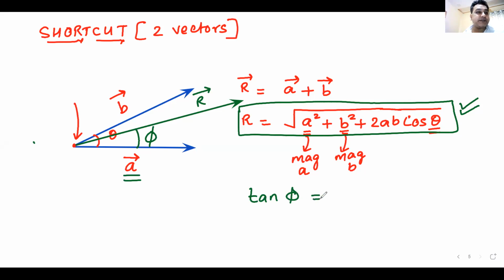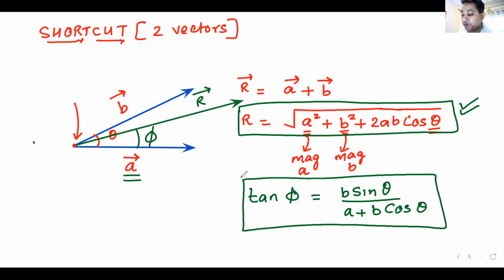Do you understand tan of phi? This tan of phi would be given by B times sine of theta, divided by A plus B times cos of theta. This is the angle with which vector? Please tell me, I'm waiting for your answers. Angle with which vector? A vector.